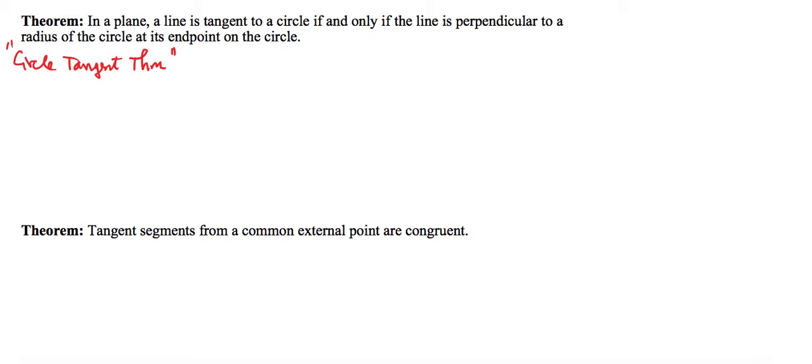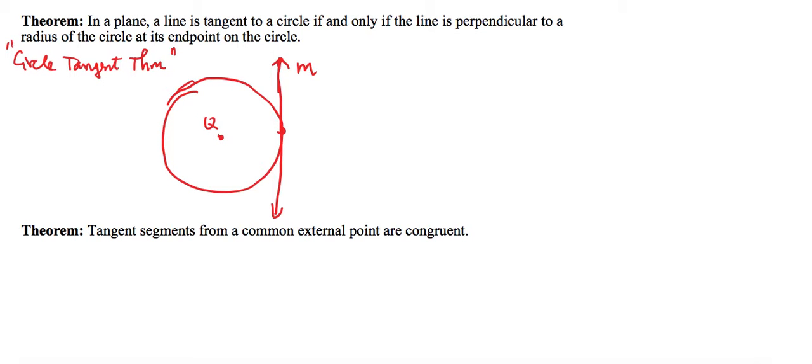And let's start out with a circle. That's not a great looking circle, but we have a line that's tangent to that circle. So let's say this is line M, and let's say there's a center here called Q, and you have this picture. So you have line M, a point P, and then a center Q.